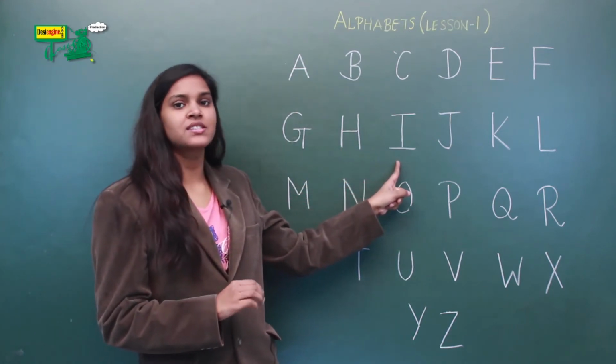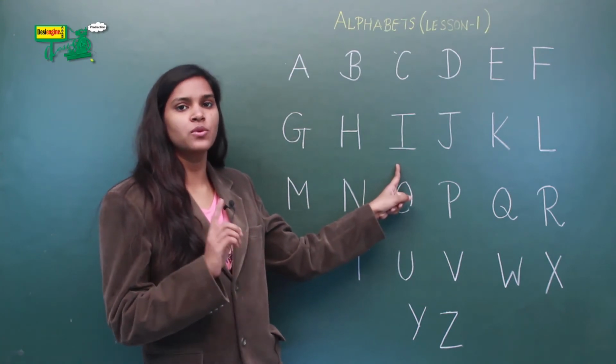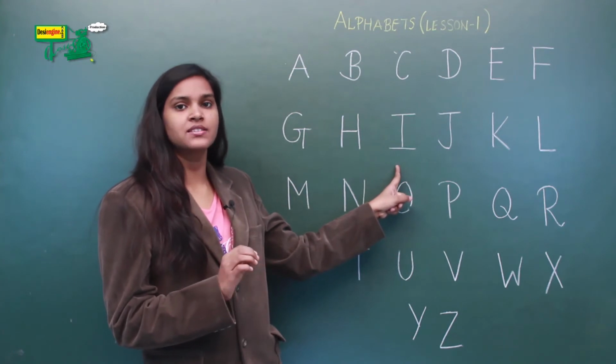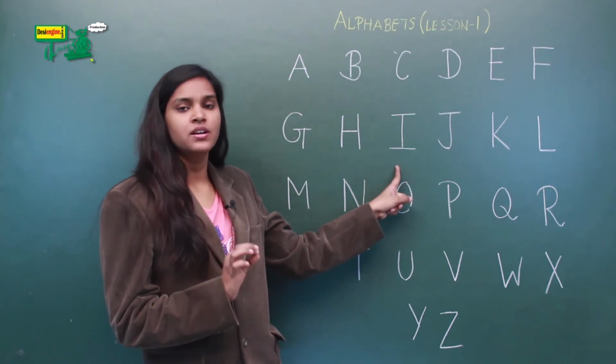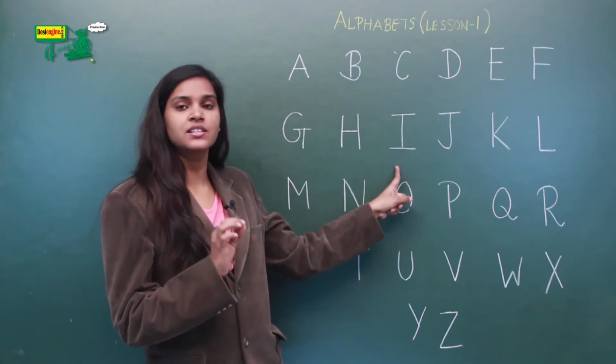The next alphabet is I. This also has two sounds, one long sound and one short sound. The long sound is I as in ice cream and the short sound is I as in igloo.